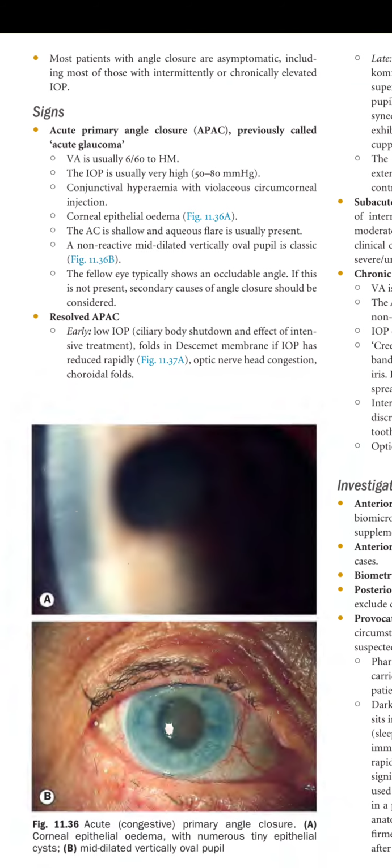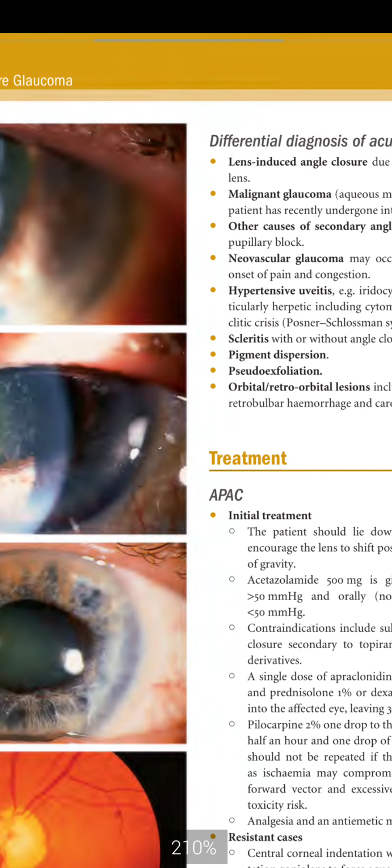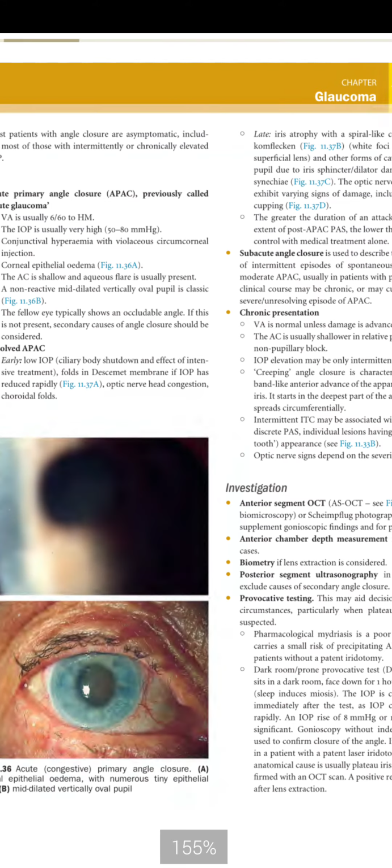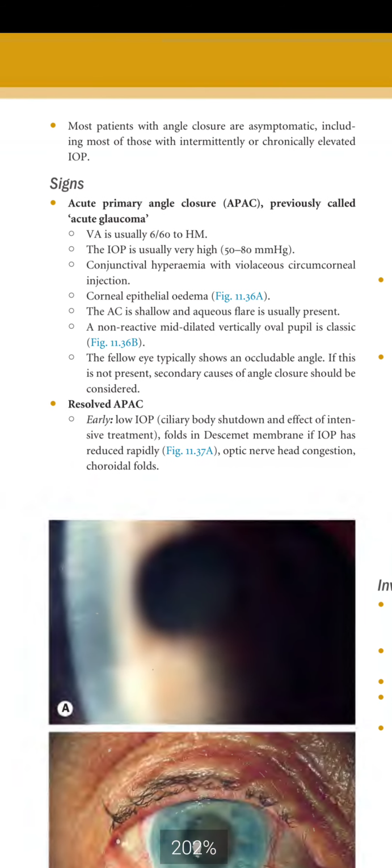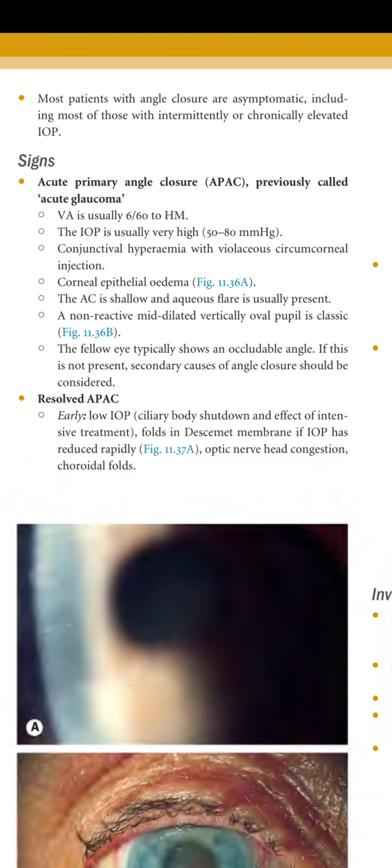So, very important: what are the signs of angle closure glaucoma? There can be an acutely presenting patient, and there can be a chronic presentation. If the patient acutely presents with acute primary angle closure, previously called acute glaucoma, he will present in an emergency with a certain decrease in vision. Visual acuity is usually 6/60 to hand movement, very low vision, and the IOP is usually very high, 50 to 80 millimeters of mercury.